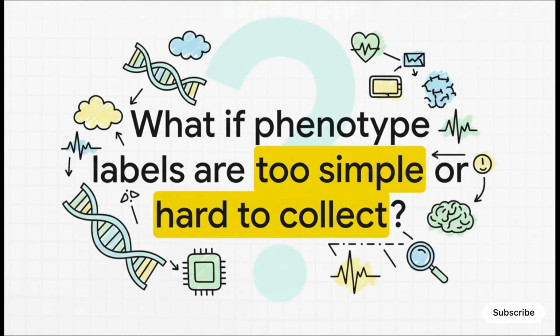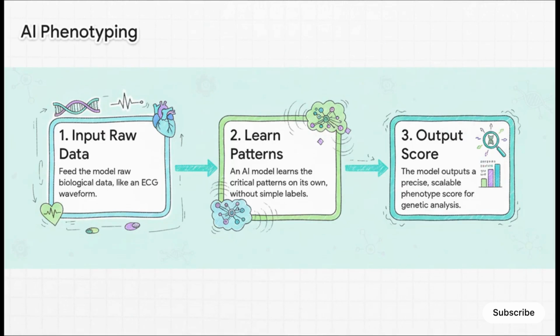I mean, just think about it for a second. Labeling someone as either has the disease or doesn't have the disease is, well, it's pretty crude, right? Biology is almost always a spectrum. Plus, how are you ever going to get a doctor to sit down and create detailed labels for 1 million people? You can't. It's a massive bottleneck. And this is where AI phenotyping just completely changes the game.